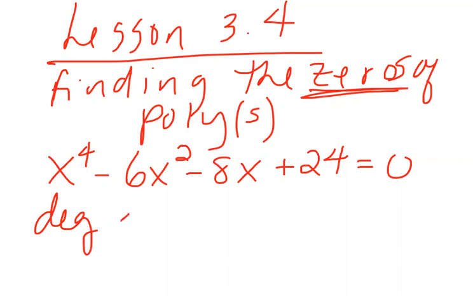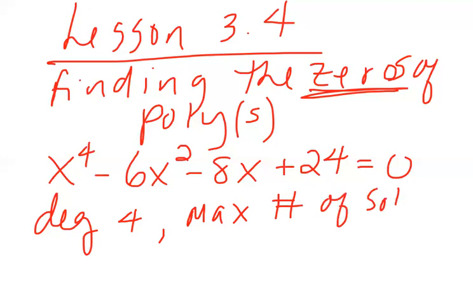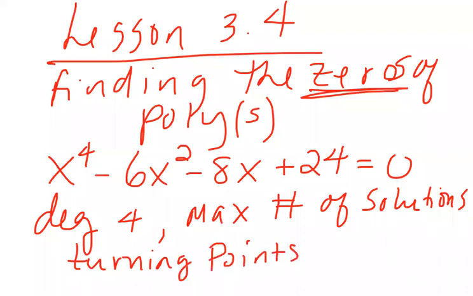The degree is also a maximum, it indicates the max number of solutions, as well as helping you to determine your turning points. If you were to graph this polynomial, the number of turning points, if we call the degree n, is at most n minus 1. So if we were to graph this 4th degree polynomial, at most it will have 3 turning points.